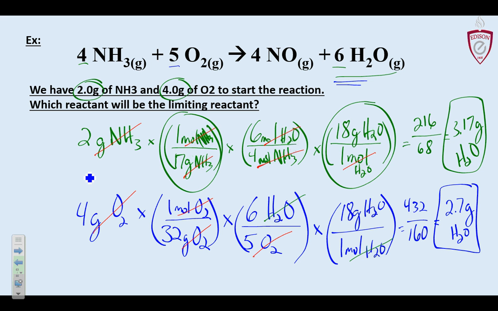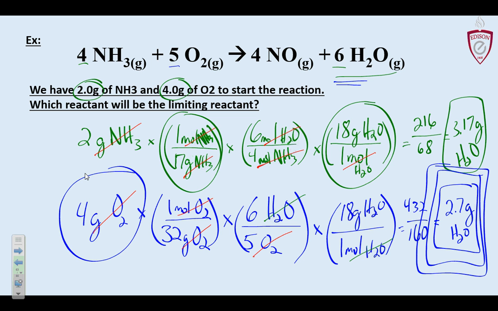Now I'm going to evaluate. Which one made less water? 2.7 or 3.17, which one's smaller? 2.7. So this is the limiting reactant, which means oxygen was the limiting reactant. Your reaction was limited by the amount of oxygen you put in, and you wouldn't know it by looking at the masses, because there's more oxygen than ammonia, so you'd think it must not be that.